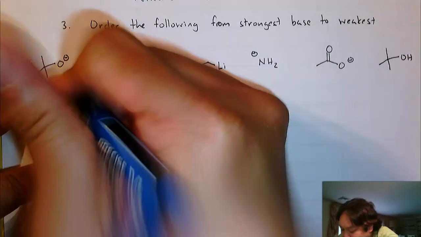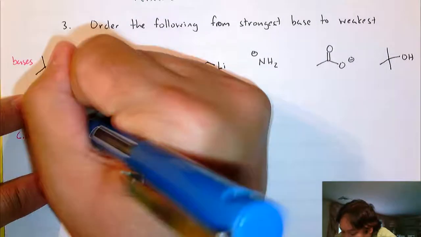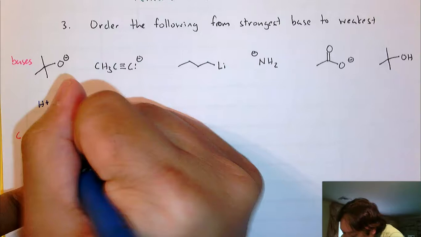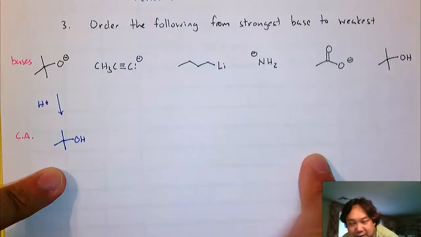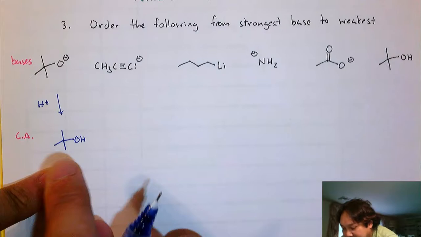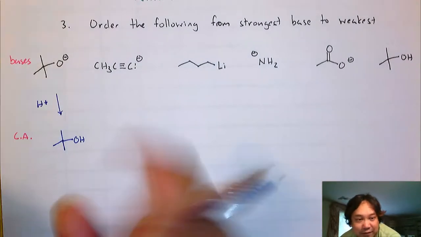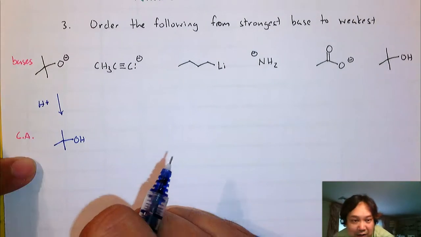I know it's a pain, but if this is a base, it grabs a hydrogen or a proton, and it becomes the conjugate acid. If I could order the conjugate acids, the weaker acid results in the stronger base, and vice versa. The stronger base gives me a weaker conjugate acid.